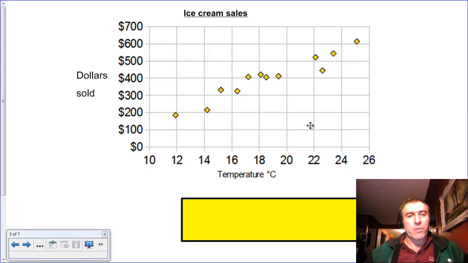So for example here, someone wanted to record the number of ice cream sales in dollars on the left hand side, this is the y-axis, and the temperature outside on the right axis because they wanted to see if there was any correlation. Correlation, can you say that? Very good. Okay, and look here, we've actually got a pattern.